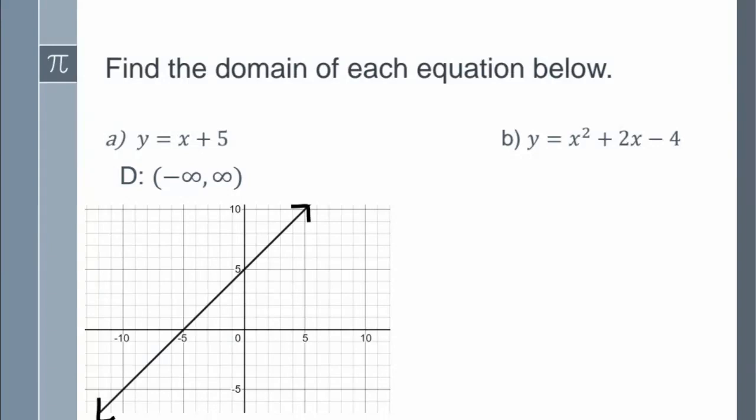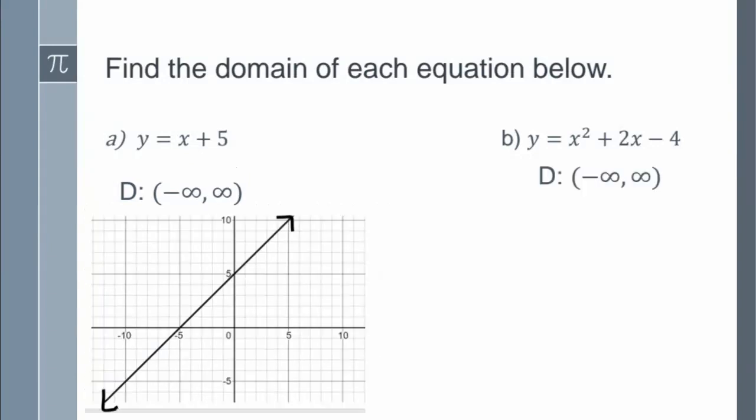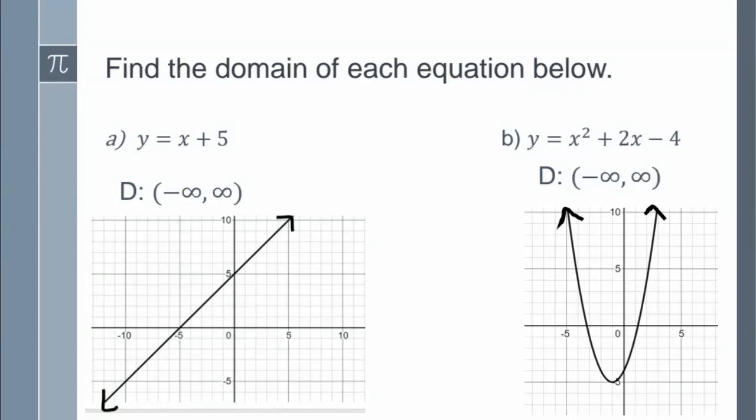All right, let's look at B. So B, we have x to the second plus 2x minus 4. Again, on this one, if I were to graph it, you would see that it's this U shape. This U shape is called a parabola. And we will be dealing with this shape very soon. You'll be able to recognize that it comes from a quadratic. But for right now, this is a parabola looking shape.